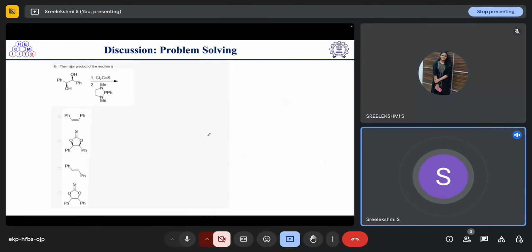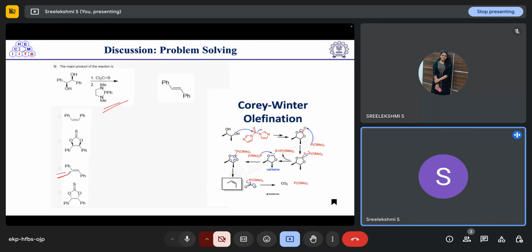Moving to the next question, the major product of the reaction. So this vinyl diol we are treating with the sulfur compound and then this phosphorus compound, which will be the major product. So here the correct answer is this trans stilbene, and this example is Corey-Winter olefination.